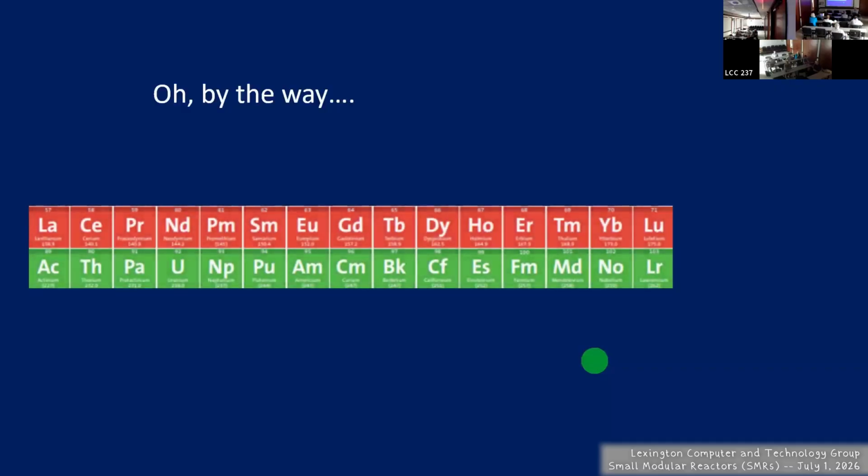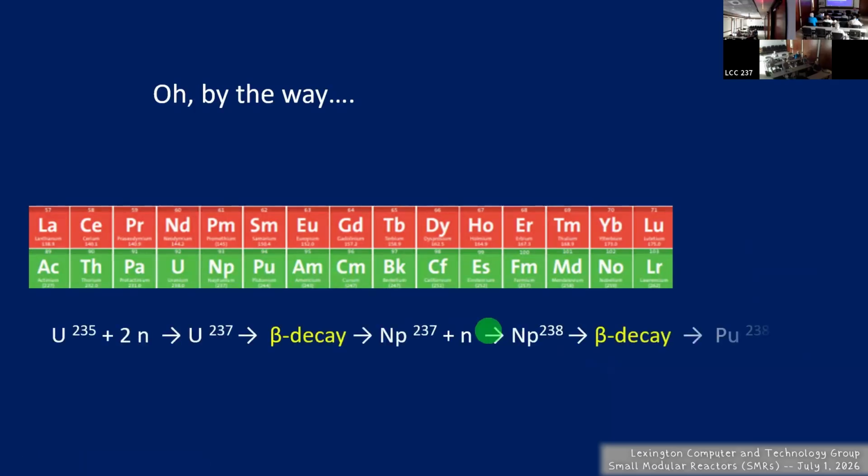And by the way, now let's look at the actinides again. Actinium, thorium, here's your uranium, neptunium, here's your plutonium, here's your californium. One of the things you get from a U-235 when you hit it with neutrons is all sorts of isotopes. You get 237 with some beta decay, you get Neptunium-237. Neptunium-238 plus a neutron gives you 238, with some beta decay, and you get plutonium-238. Plutonium-238 has a half-life of 87.5 years.